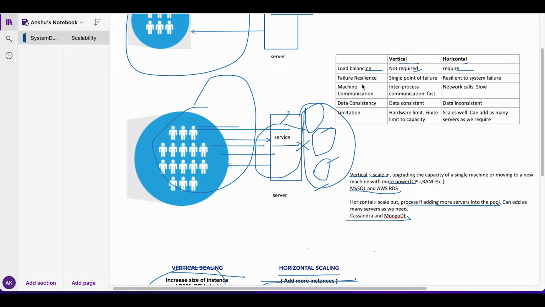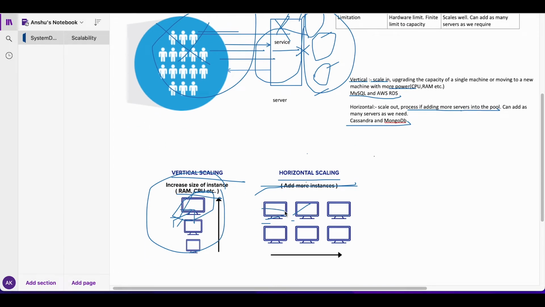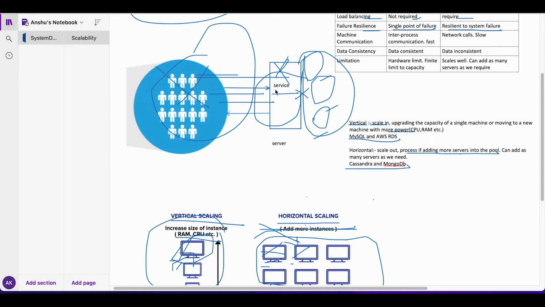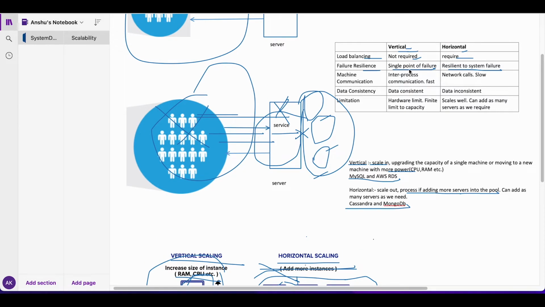The second point is failure resilience. In vertical scaling, there is a single point of failure. Because there is only one server, if that server goes down, the whole application will go down. In horizontal scaling, it is resilient to system failure. If one server goes down, we can redirect the request to another server, so we can achieve availability. In vertical scaling, we can't improve the availability.